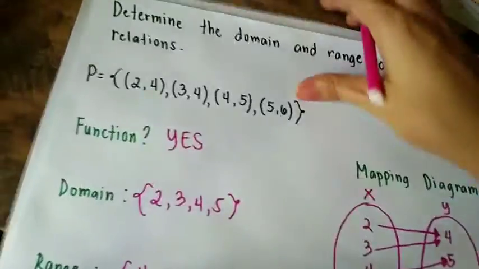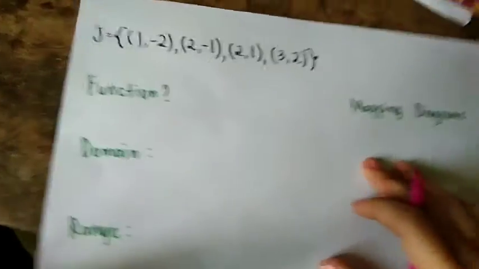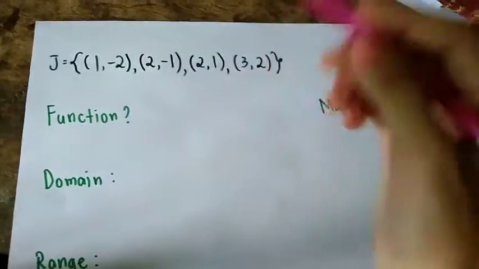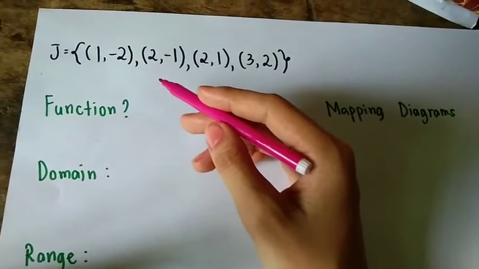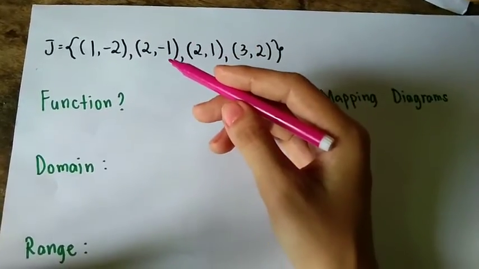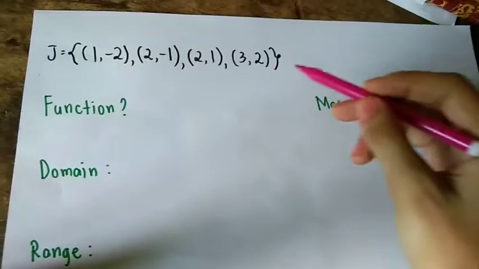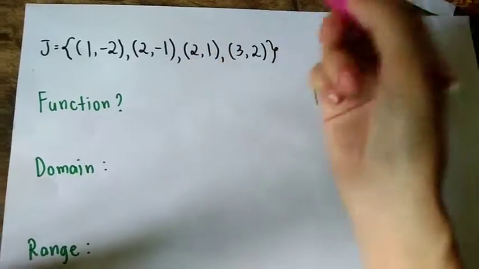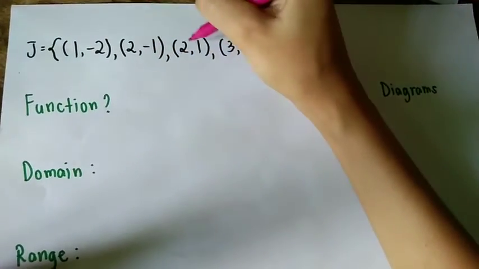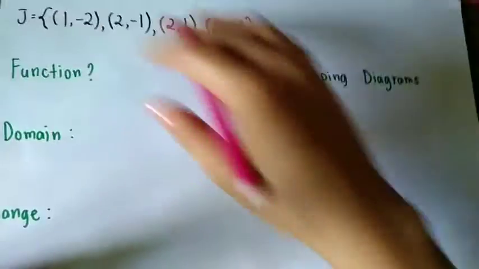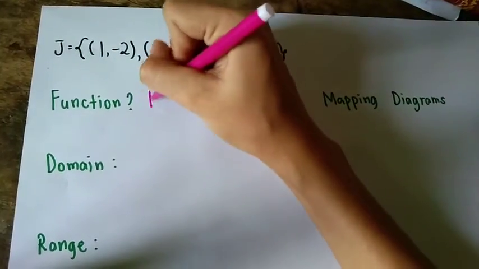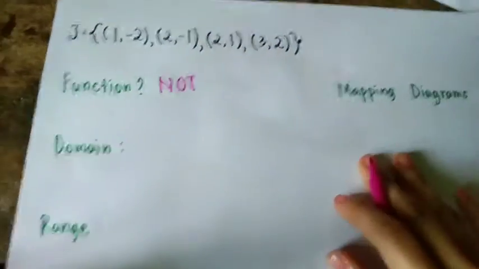Now, let's proceed to the other example. So here's the other example. So relation J. Is it a function or not? So if we are going to observe the set of ordered pairs, mapapansin natin na may magkapareho sa ating x values, which is 2. Yan. So, therefore, it is not a function. So, it is not a function.